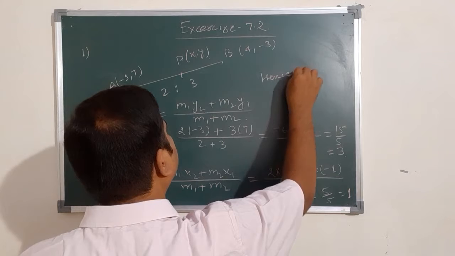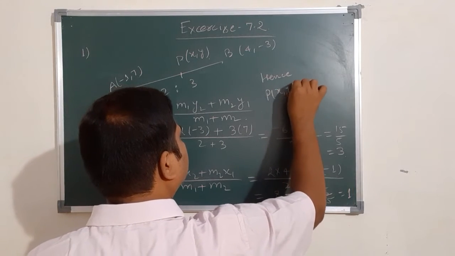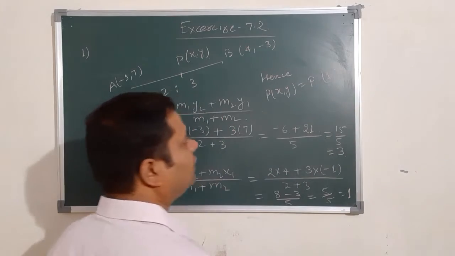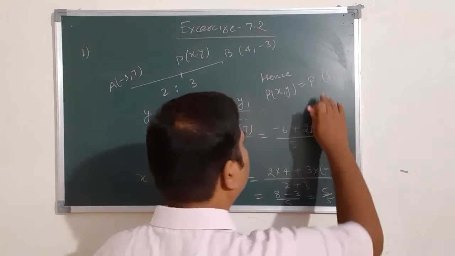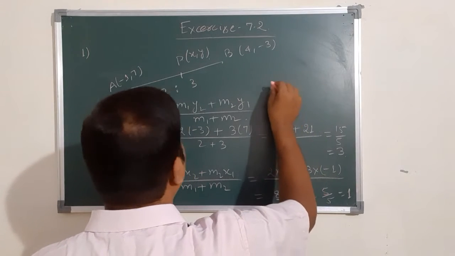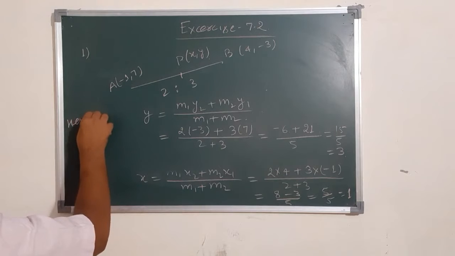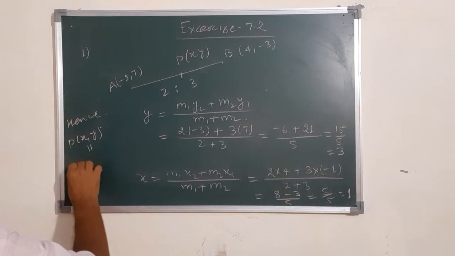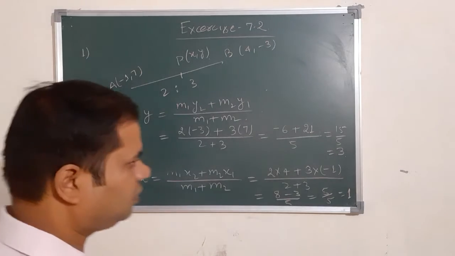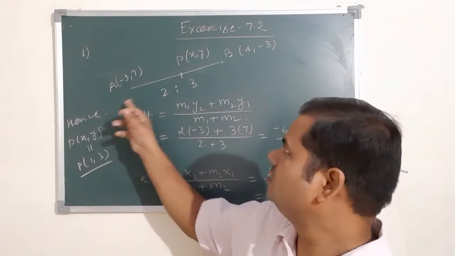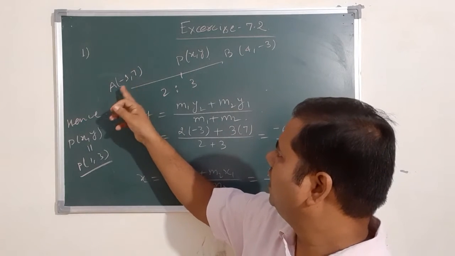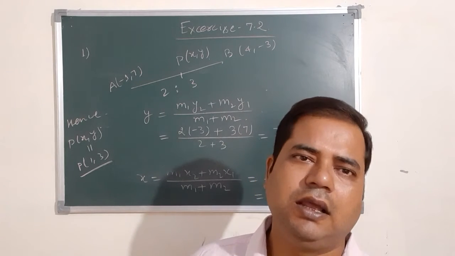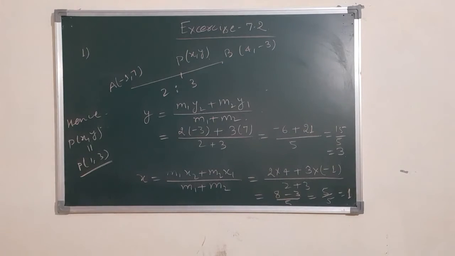Hence P(x, y) is nothing but P(1, 3). Hence the coordinate of the point P which divides the line joining these 2 points in the ratio 2:3 is (1, 3). Okay, so note it down. And then next question.